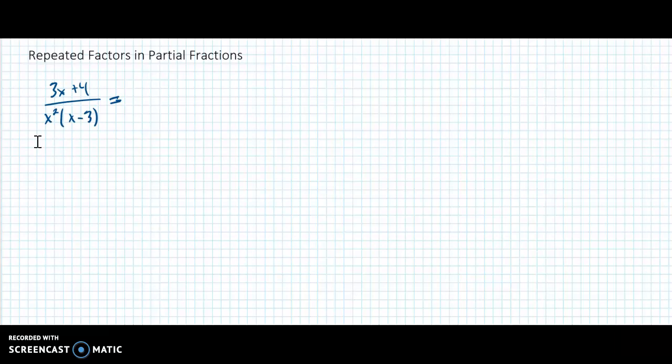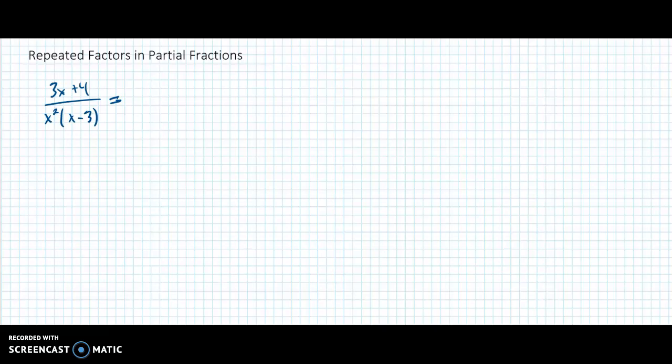And then I'm going to give you one more to do. We'll see if that probably won't fit into one video, but we'll just roll with it. So the repeated factor here is that this x squared is an x times an x. So I've got an x times an x times an x minus 3 in the bottom. So that x is repeated.